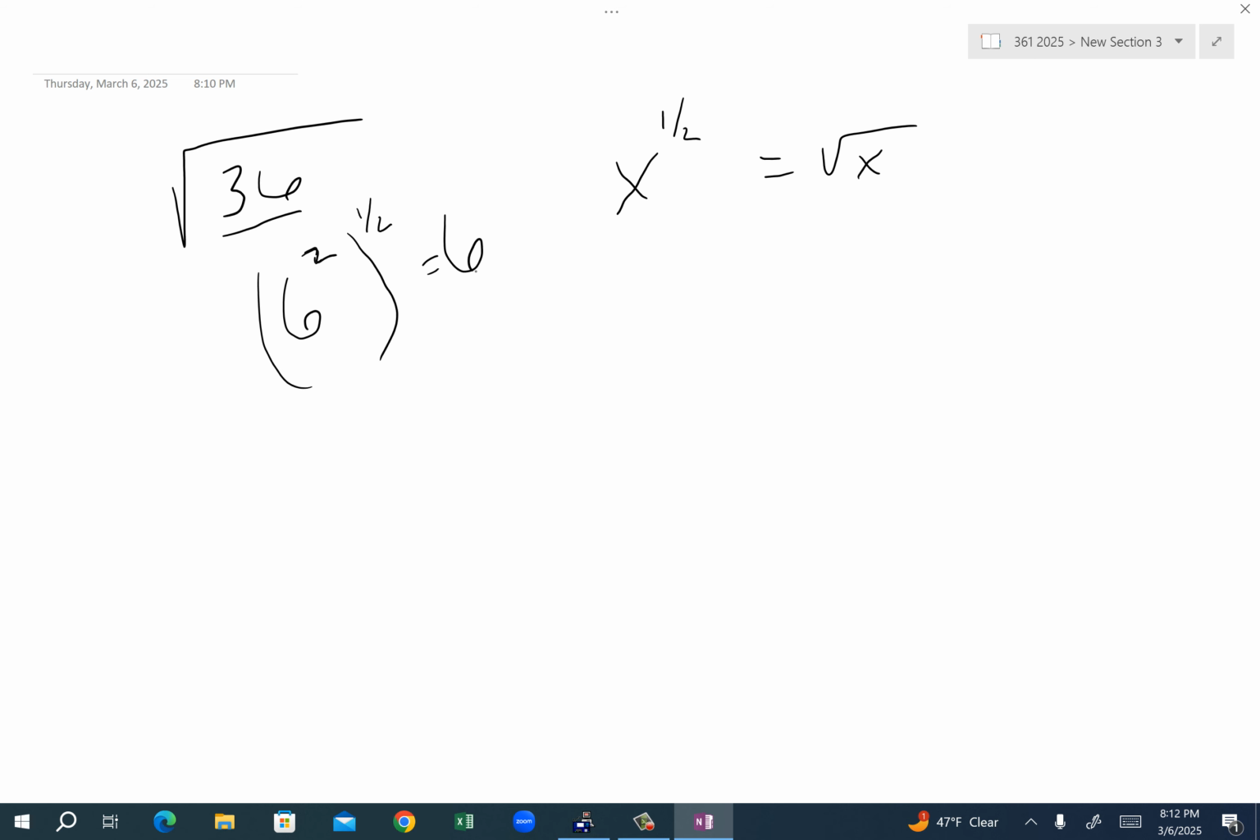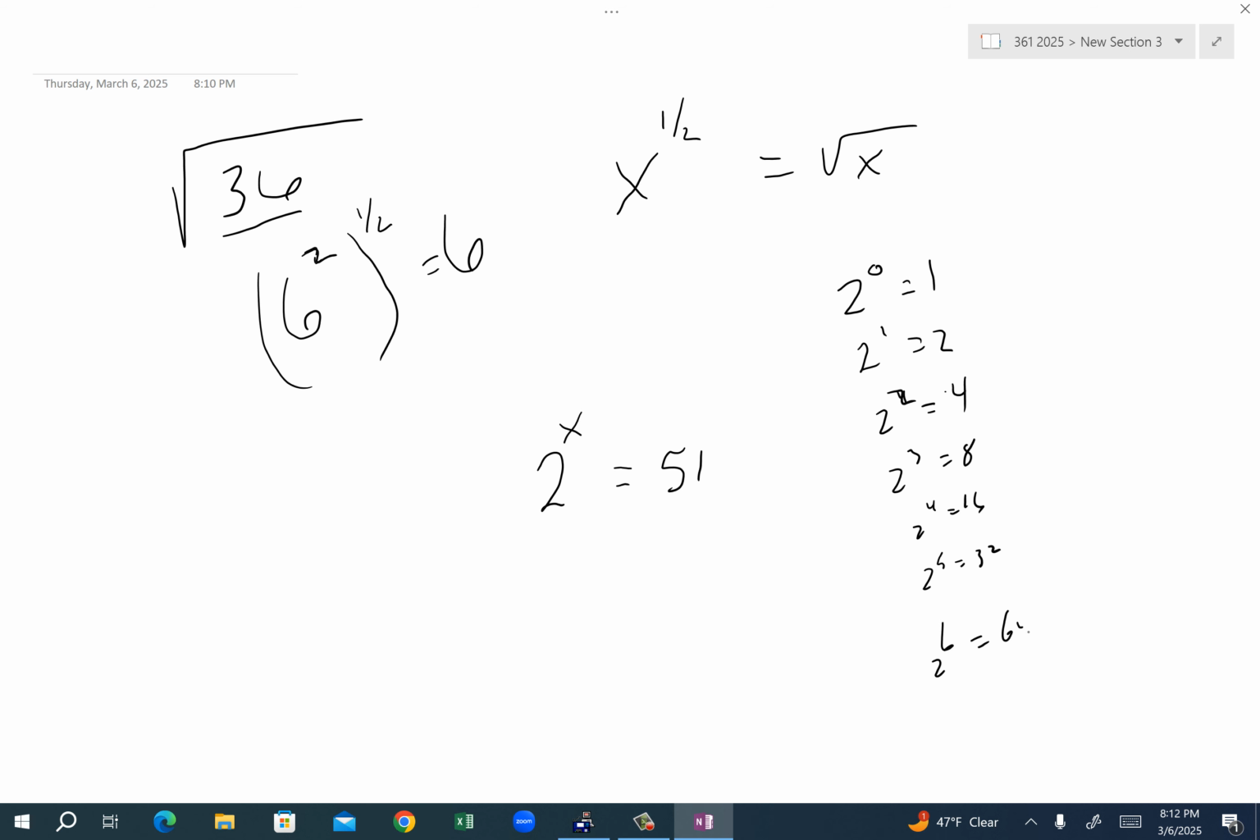Something we're building towards in the future: 2 to some power is equal to 51. There is some power of 2 that you can raise it to in order to get 51. Well, 2 to the 0 power is 1. 2 to the 1 is 2. 2 to the 2 is 4. 2 to the 3 is 8. 2 to the 4 is 16. 2 to the 5 is 32. 2 to the 6th is 64. 51 is somewhere between those two values, yes?